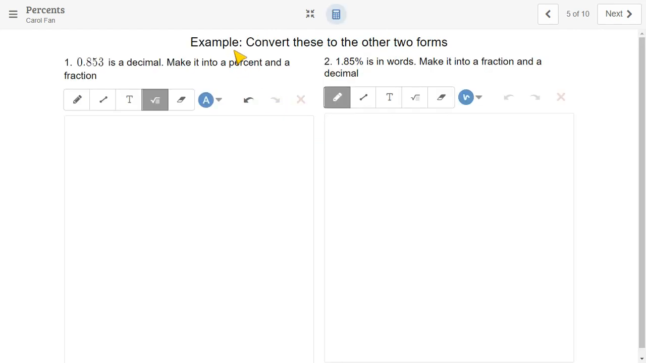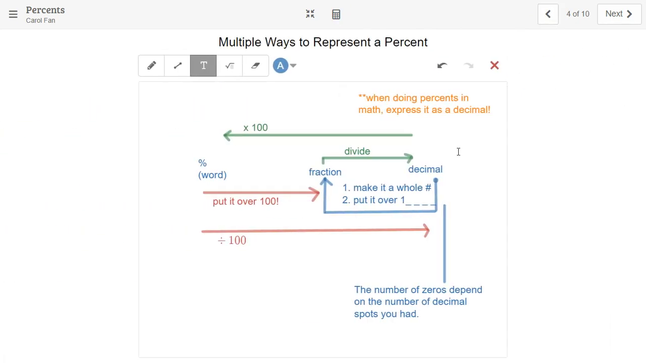Example here. Let's convert these to the other two forms. We're given 0.853, and this is a decimal. Make it into a percent and a fraction. So first, if we're converting a decimal into a percent, we need to multiply by 100. Second, if we're converting a decimal into a fraction, we need to make it a whole number and put it over 1 with lots of zeros.